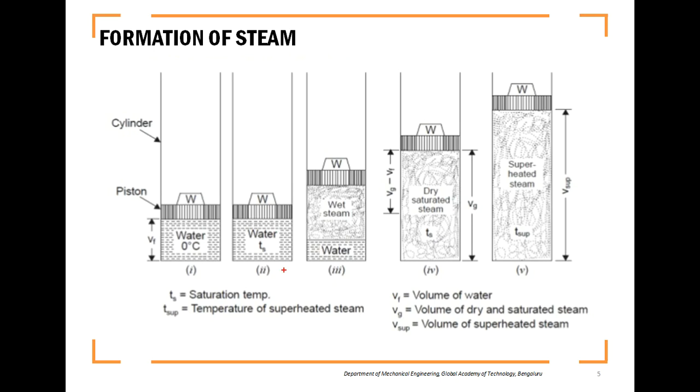So now, as the water is heated further from Ts degrees Celsius, part of the water has been converted into steam. There is some amount of water which is still left in the cylinder, which has to be converted into steam. So you can see the increase in volume here. The volume has been further increased. That is what further heating does to the water.